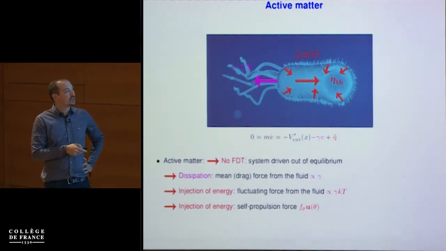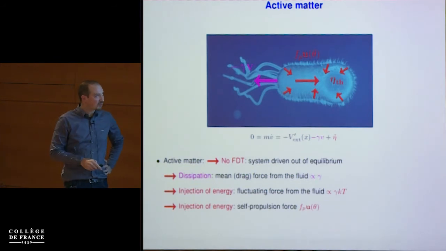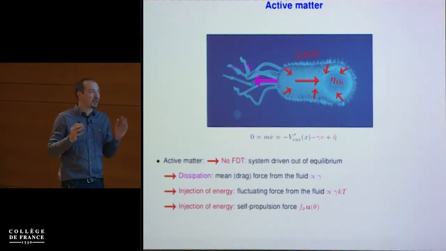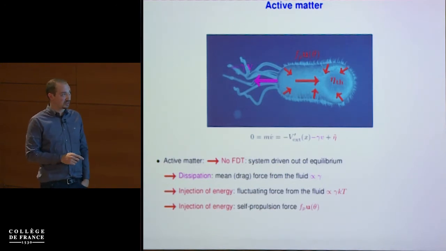And the reason why you would say that this guy is active is if this noise does not satisfy a fluctuation dissipation relation with respect to this friction. So that's to give you a microscopic, particle-based definition of what an active particle is.